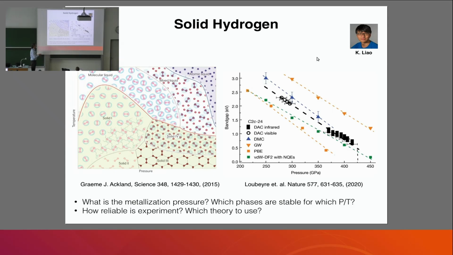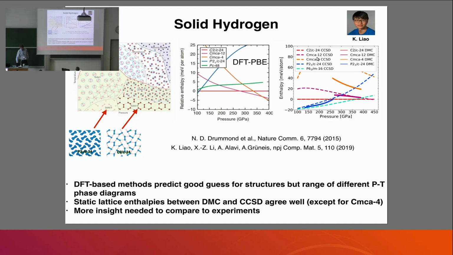And only recently, there are experimental results where one experiment predicts to have observed metallization at around 425 gigapascals, and another experimental result has predicted metallization at 450. So in order to understand this closing of the band gap, you also have to understand the phase. And this is what we did at first. There we studied the thermodynamic stability of these different molecular crystal phases.